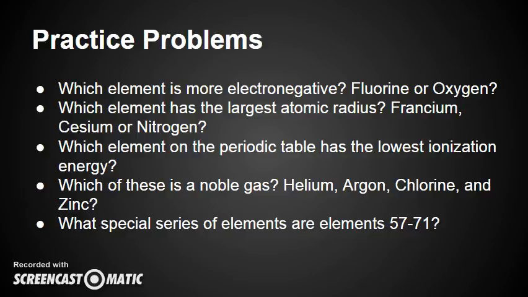So now we'll get on to some practice problems. I'll just read them off to you quick. Which element is more electronegative, fluorine or oxygen? Which element has the largest atomic radius, francium, cesium, or nitrogen? Which element on the periodic table has the lowest ionization energy? That one's just up to you. Which of these is a noble gas? Helium, argon, chlorine, and zinc. And what special series of elements are the elements from element 57 to 71?